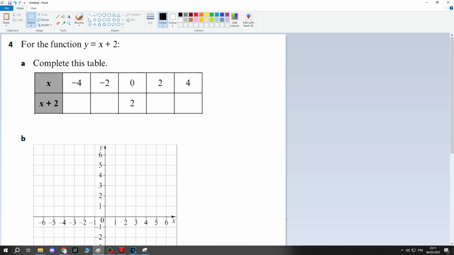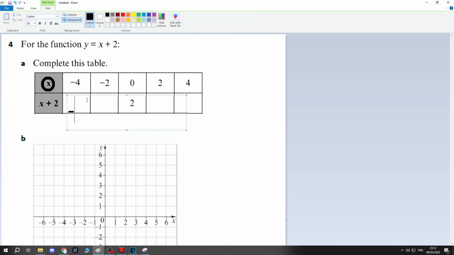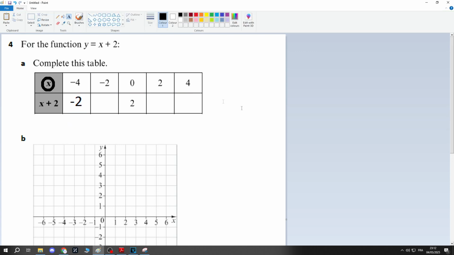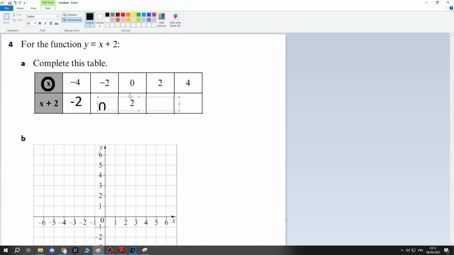So every time they're going to give you a value for x, right? And every single time, you're just going to grab the number they gave you and replace x by it. Do you see? So when x is negative 4, y is negative 4 plus 2 is negative 2. Okay? Let me make this a bit smaller. There we go. Negative 2. So when x is negative 2, y is 0.